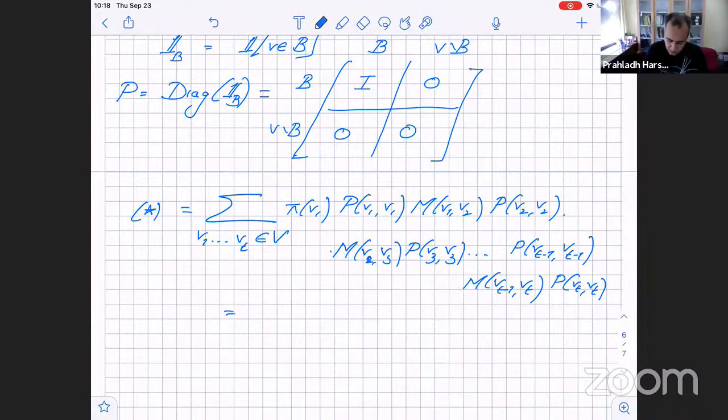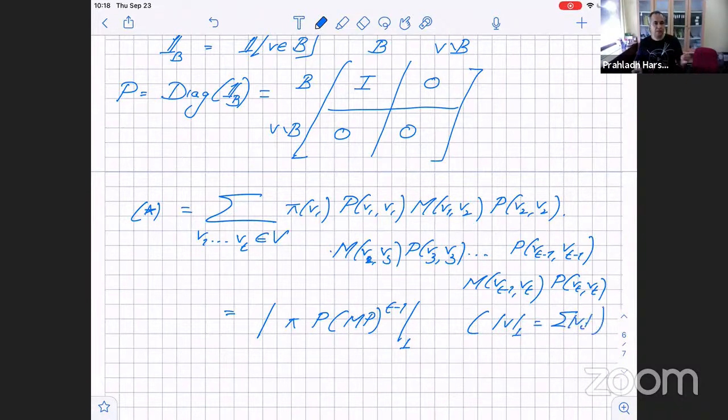It's exactly, if you look at this, this is exactly the matrix P, MP to the T minus 1. So it's this matrix multiplication. That's finally a vector, and you are taking the one norm of it. One norm is the usual, when I say a vector's one norm, I just mean summation mod V. You're just opening this out.